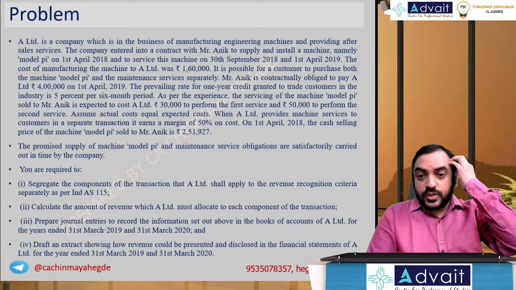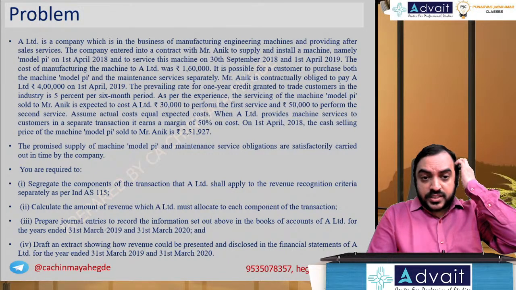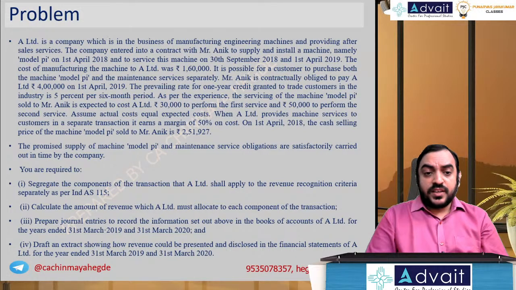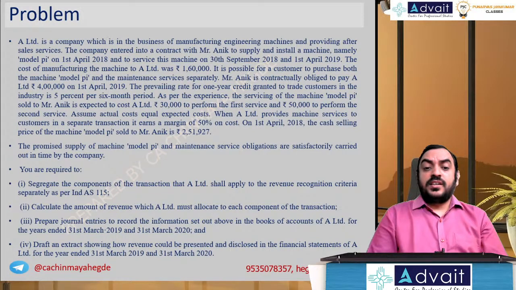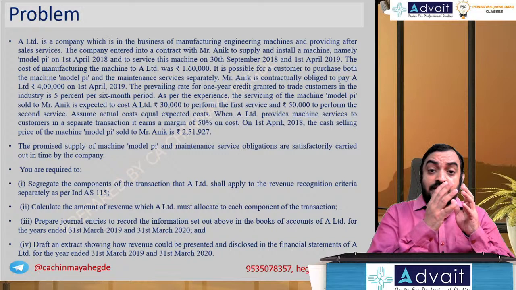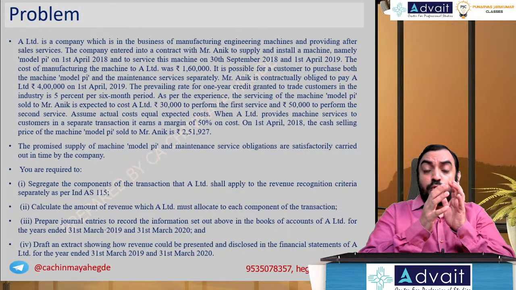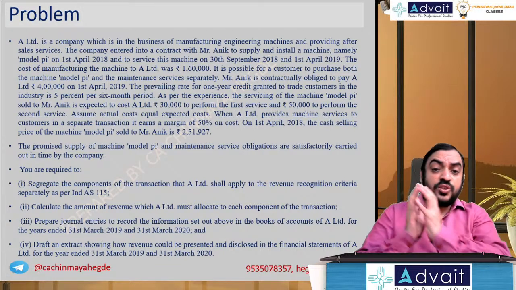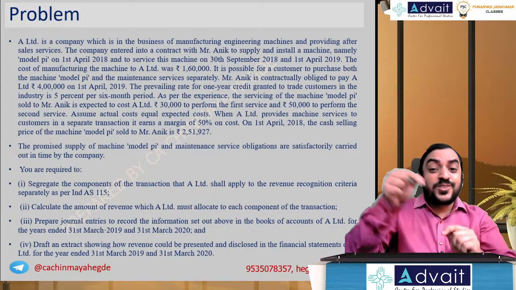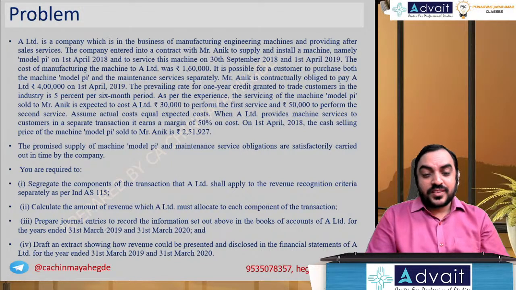On 1st of April 2018, the cash selling price of the machine Model Pi is 2,51,927. Looks like a lot of mathematics involved. The promised supply of Model Pi and the maintenance service obligations are carried out in time by the company. You are required to segregate the components of the transaction. So we have a transaction towards the Model Pi machine, a transaction towards the first service, a transaction towards the second service, and we also have an interest component.